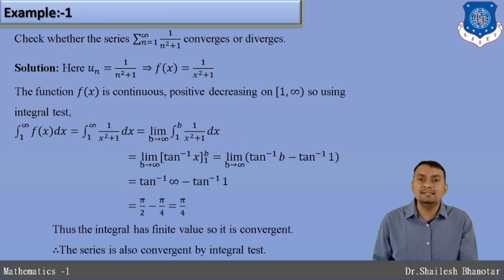Let us understand this question. Check whether the series summation n equals 1 to infinity of 1 divided by n squared plus 1 converges or diverges. In this case you are not able to apply the zero test, because the numerator and the denominator do not contain the same power of n, so the zero test is not applicable.